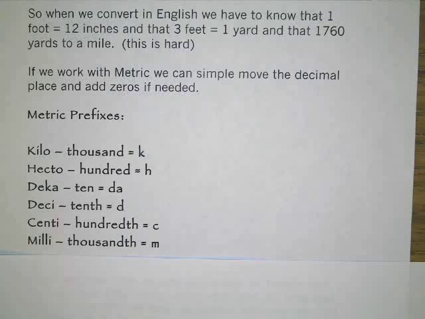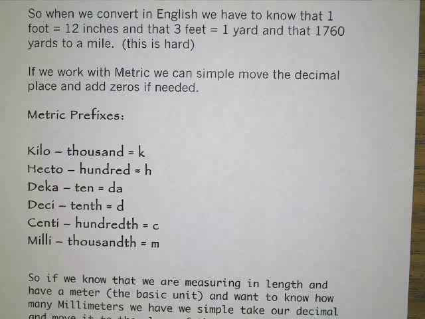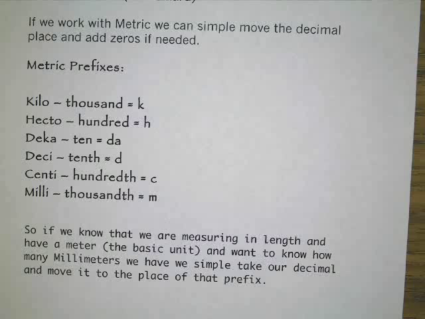So we've all seen this before, we've probably all used it before, but converting from one to the other seems to be our issue. So if we know that we're measuring in lengths and we have a meter, we call that the basic unit. And if we want to know how many millimeters we have, we simply take our decimal place and move it to the place of that prefix. How many of you did what I just read confuse? Be honest. So when I read it like that, it's like, huh? What are you talking about, Mrs. Miller?